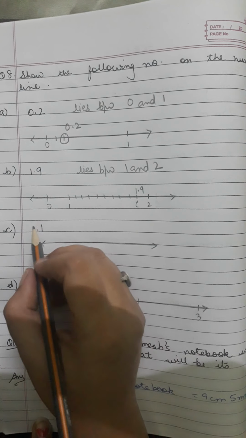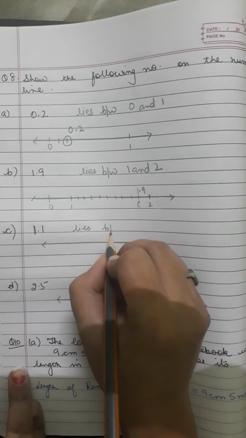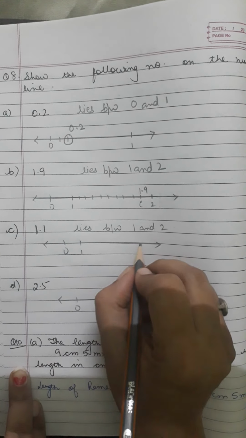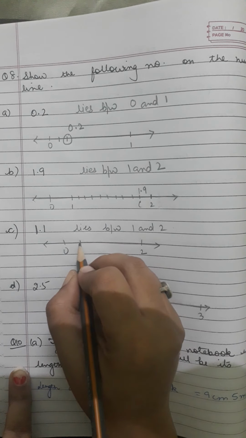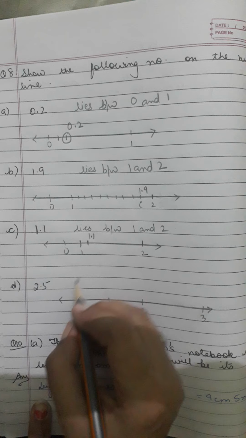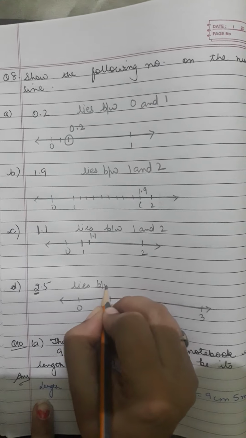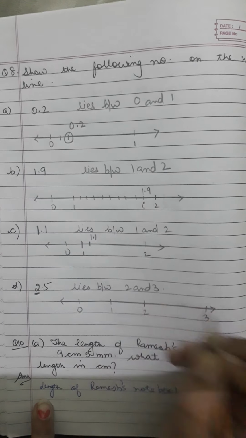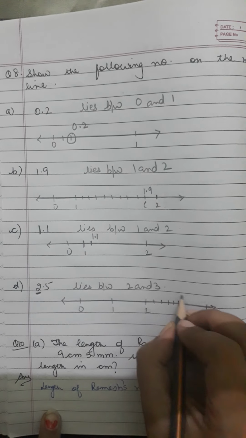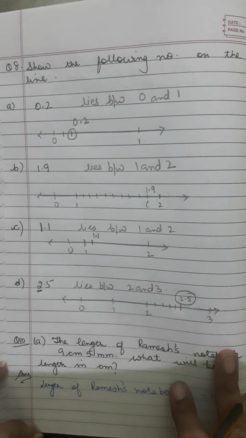Okay, now 1.1. So the first number is 1. So it means it lies between 1 and 2. So 0, 1 here, and 2 might be here in the distance. So 1, and this will be 1.1. Now 2.3. So the first number is 2. So it means it lies between 2 and 3. So 2.1, 2.2, 2.3, 2.4, 2.5. Here it will come 2.5.